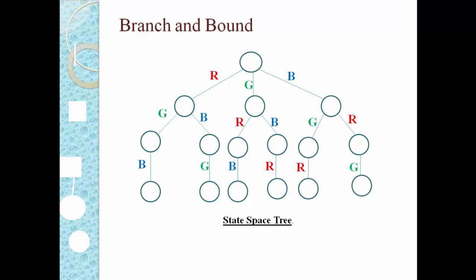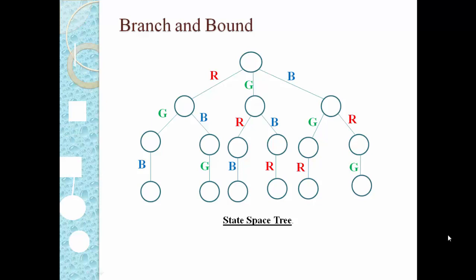This tree is also known as the state space tree. So it is just like our backtracking concept, the only difference here is that we follow the breadth first search algorithm. So level by level we have to visit different nodes instead of depth first search. So this is all about the basic concept of branch and bound and backtracking.